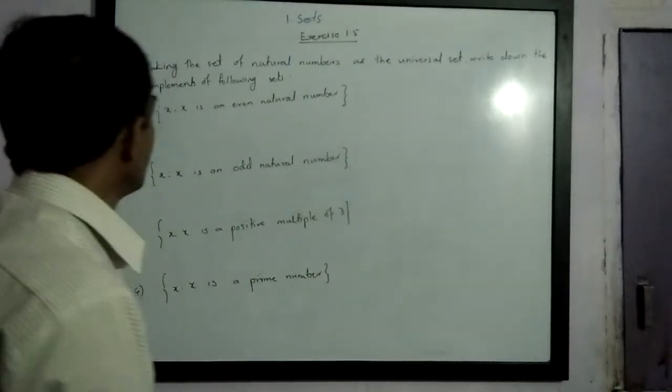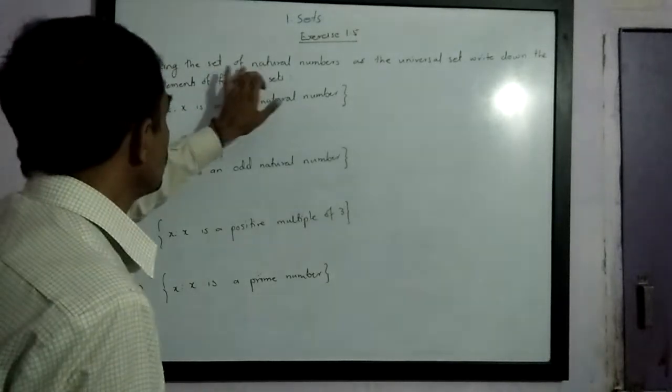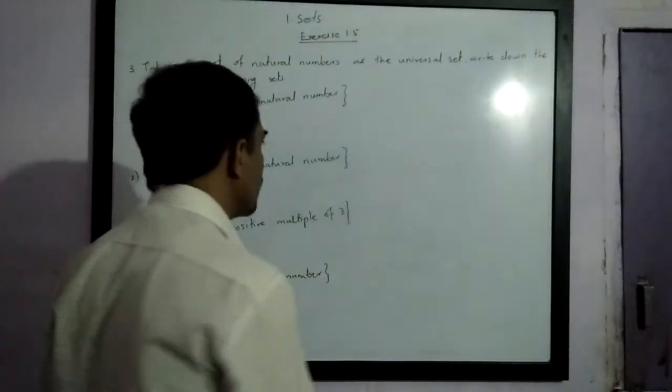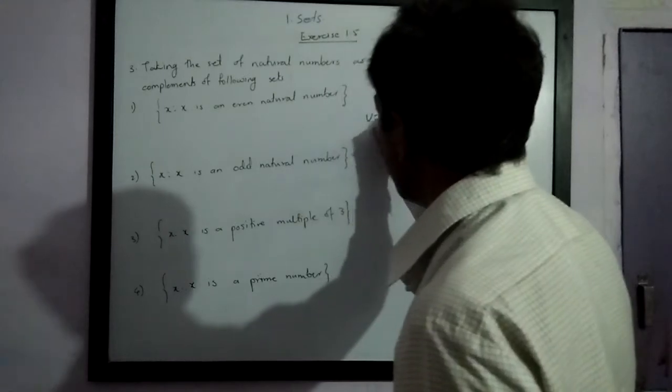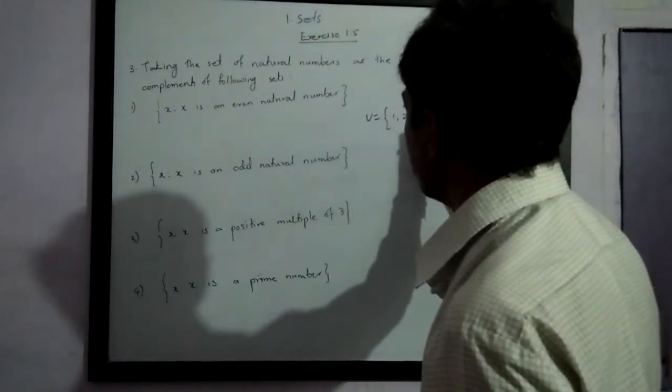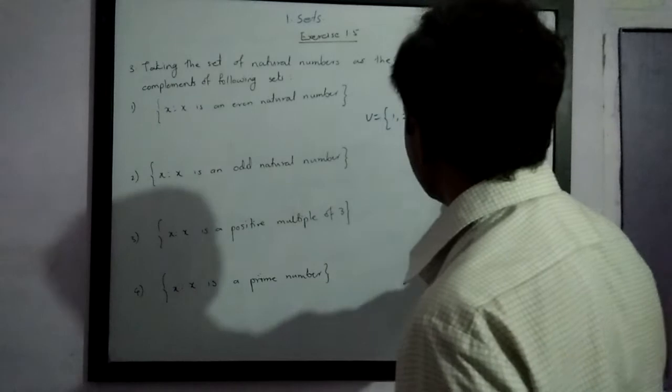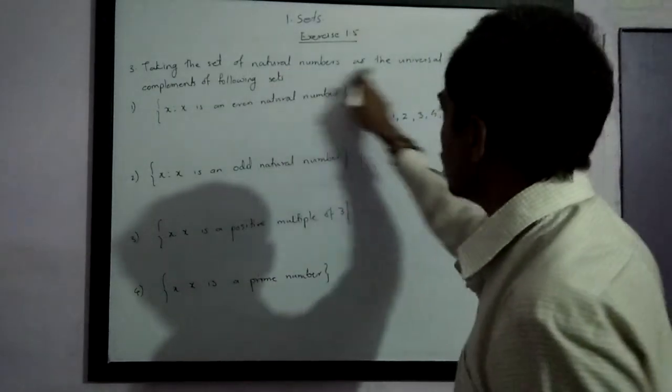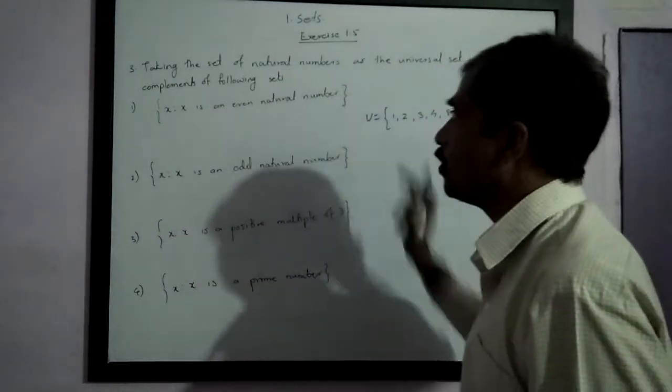Third question is taking the set of natural numbers as the universal set. Here, the universal set is equal to the set of natural numbers, that is 1, 2, 3, 4, 5 and so on. So the universal set is a set of natural numbers. Write down the complement of the following sets.